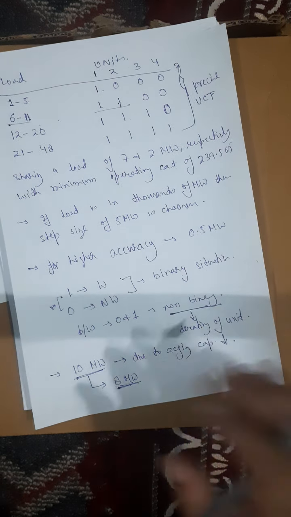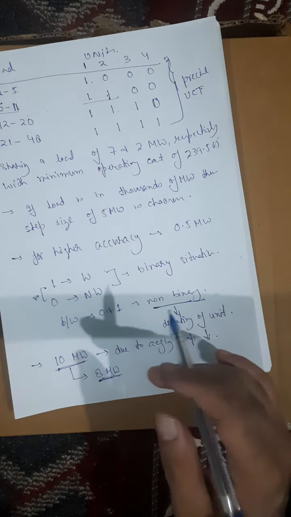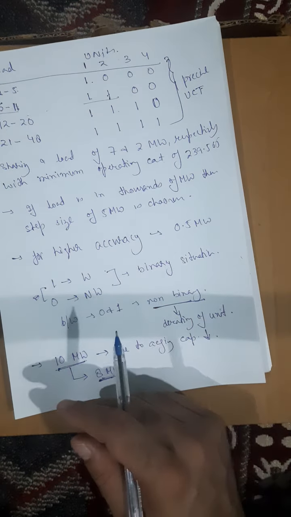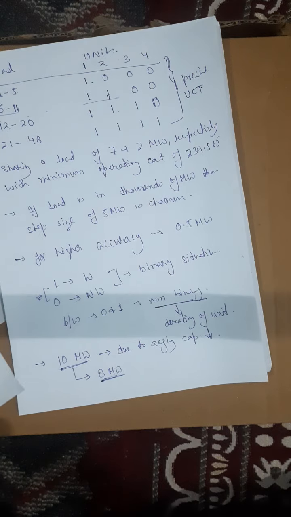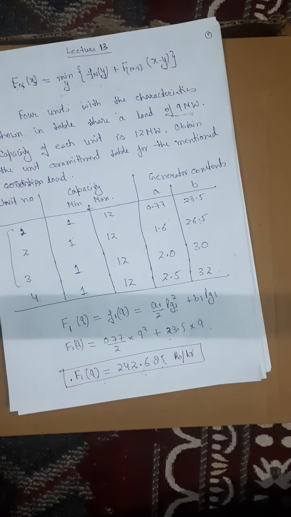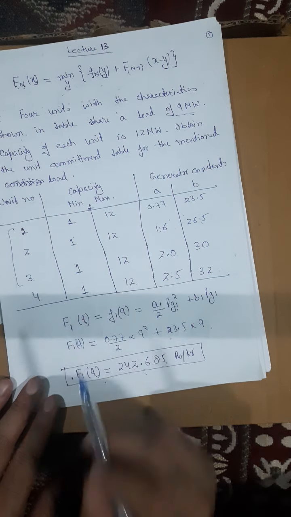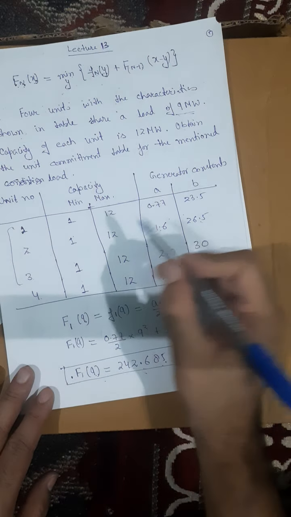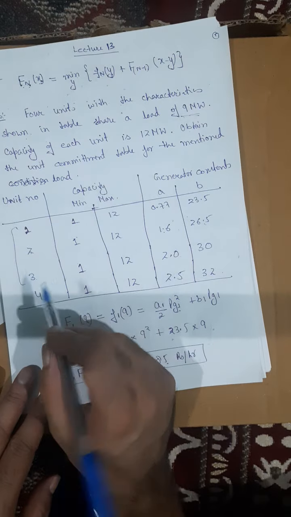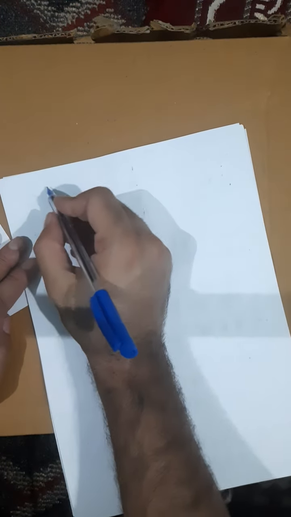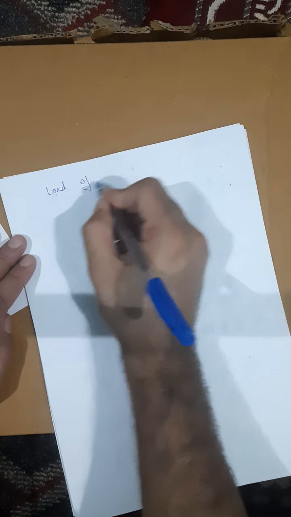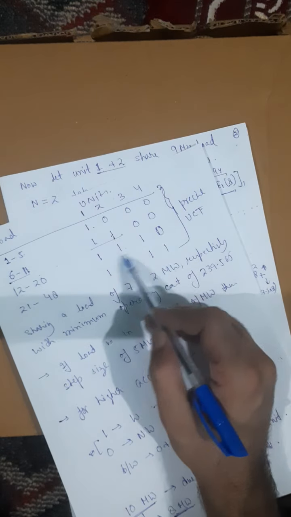I will give you an assignment. I solved the problem when the total load was 8 megawatt, 9 megawatt. Now I want you to solve this unit commitment problem for a total load of 16 megawatt. You will give me the total cost F(X) when X is equal to 16 megawatt, as well as the unit commitment table.